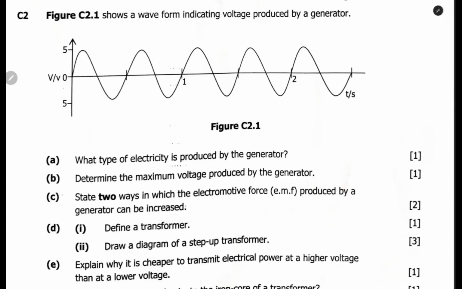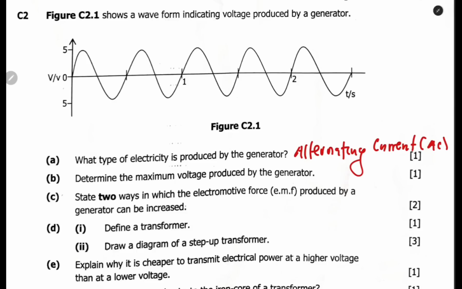Figure C2.1 shows a waveform indicating voltage produced by a generator. The first question is: what type of electricity is produced by the generator? So this one is called AC. Okay? So you can say alternating current, otherwise known as AC.